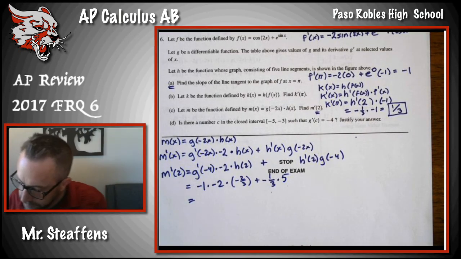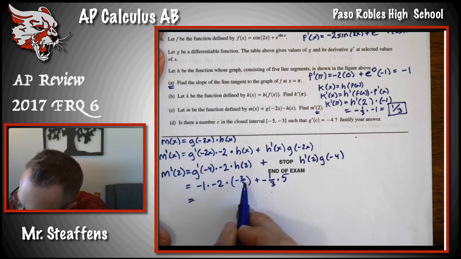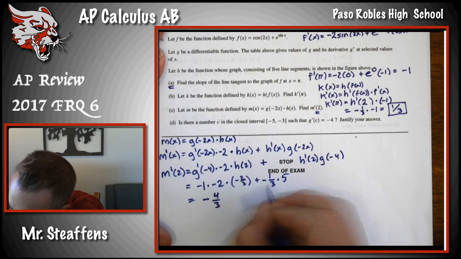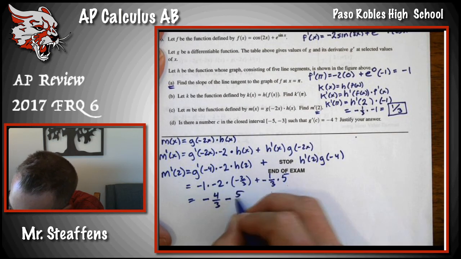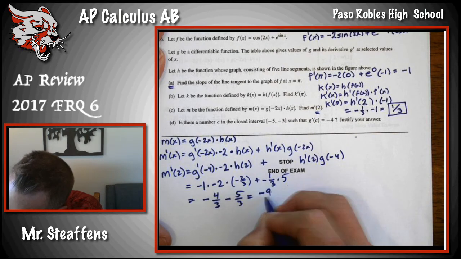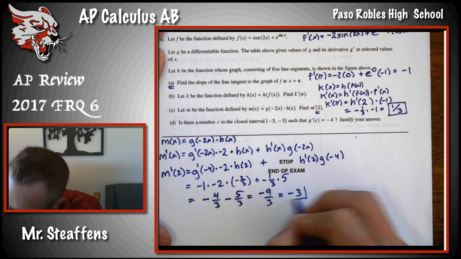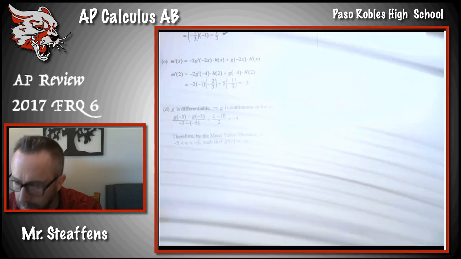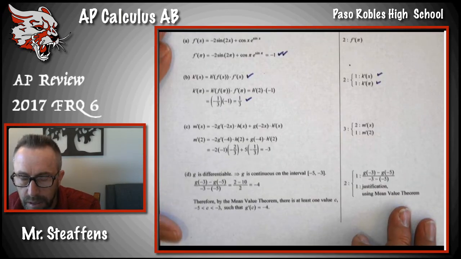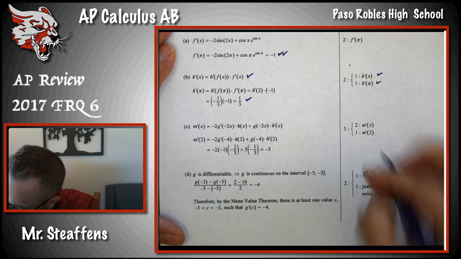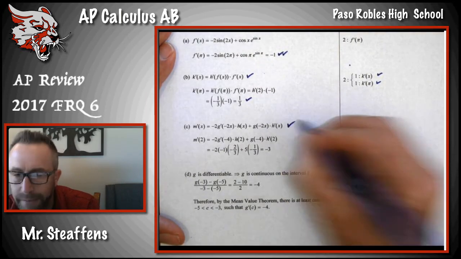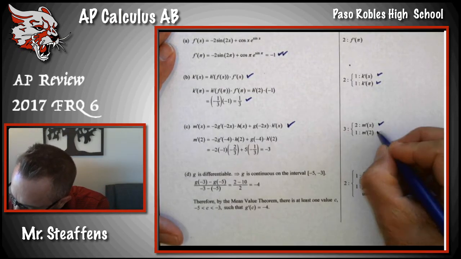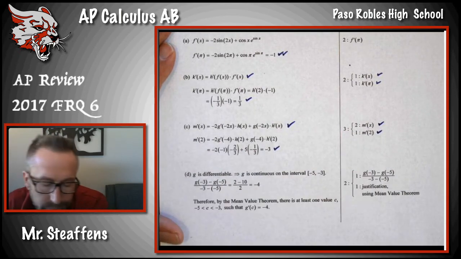Here we go. I have negative, negative, negative. That's going to be a negative 4/3 plus a negative 5/3, which is going to be a total of negative 9/3, which is negative 3. Isn't that convenient? All right, let's see how they split up points. 2 points for this one. Once again, you get a point for M prime. If you correctly wrote that big long expression, you get it. And if you found the value negative 3, you get the second point. That's pretty much how it's done.